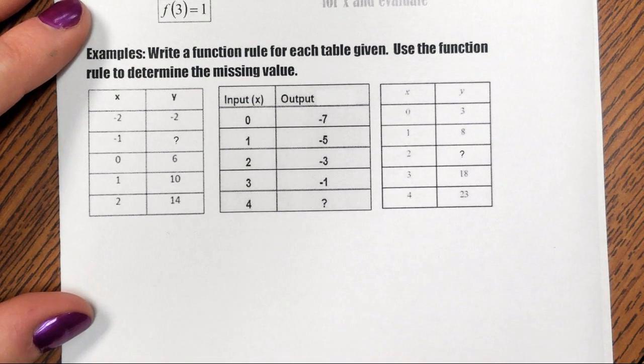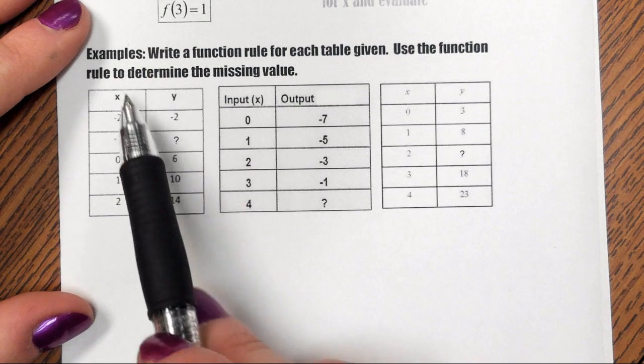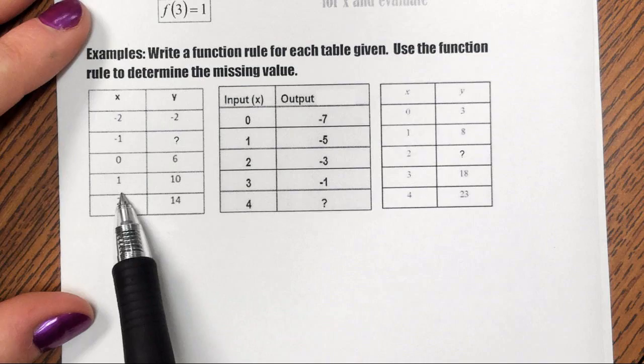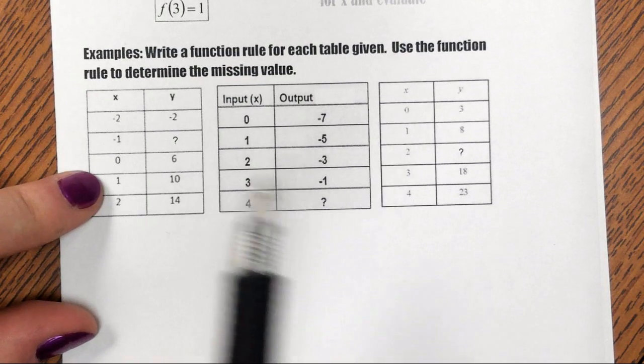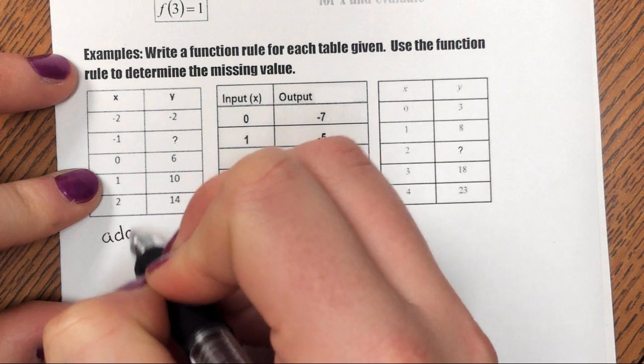It'll make the problem make a little bit more sense. Alright, so my first job is to write the function rule. How do I get from x to y? I like this one. It gives me a positive 1 to work with. So what's one way I can get from 1 to 10? Well, obviously I could add 9.